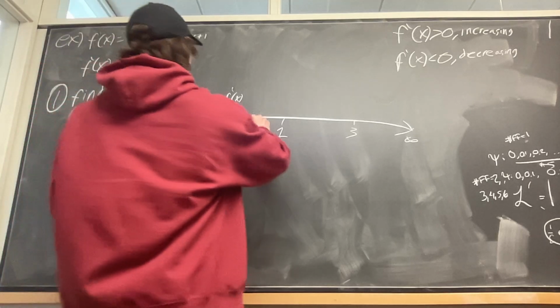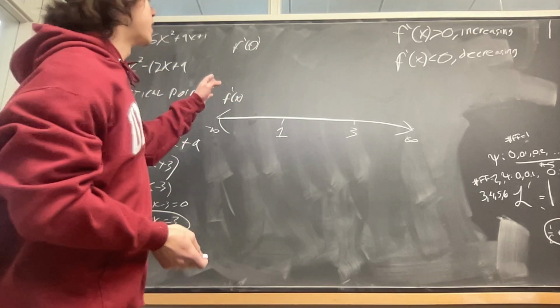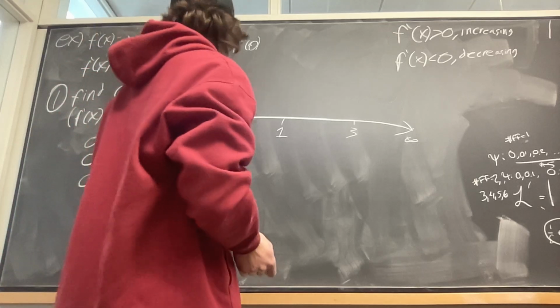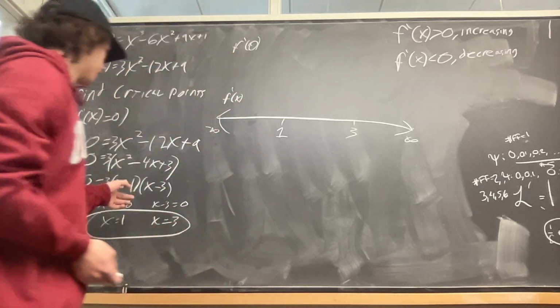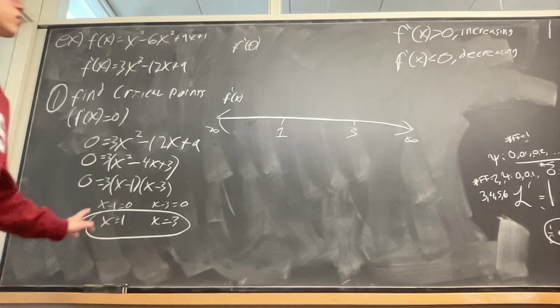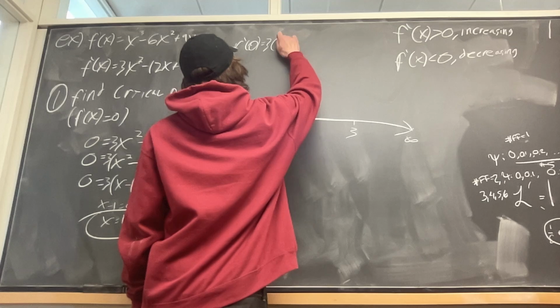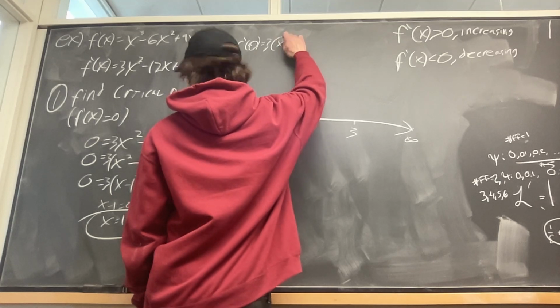So I'm just going to pick a point. We're going to start with 0. Forgive my bad handwriting. F prime of 0. That means that we're going to be plugging in 0 for our x values here. So we're going to do 3x. Sorry.